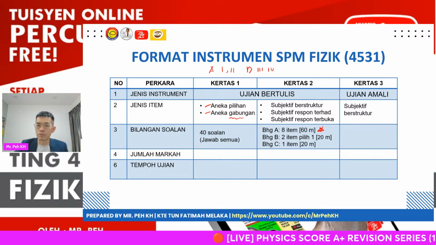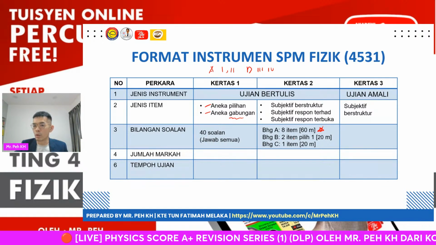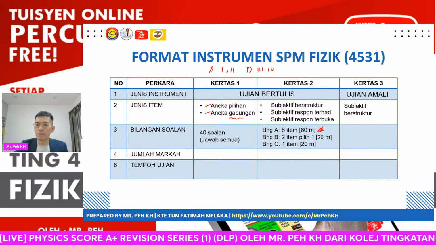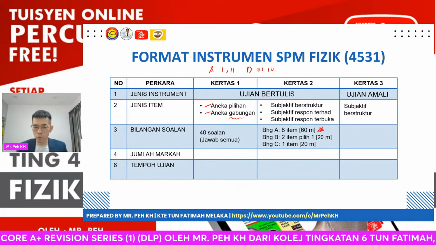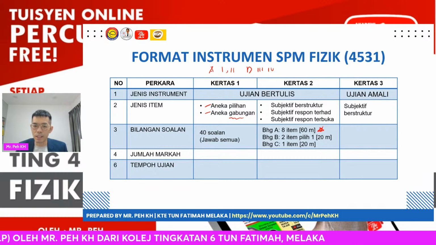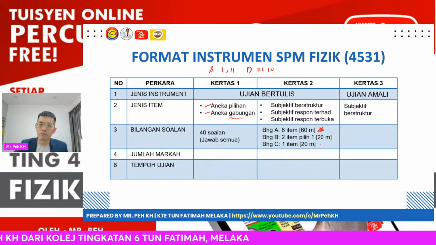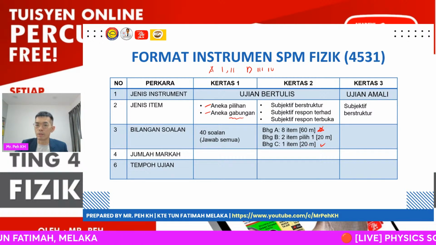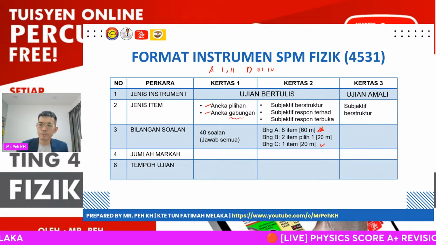For Section B, there will be 2 questions, which are optional. You can choose one to answer or you can answer both. The highest mark will be counted in the total marks. Then the last is Section C. There will be only 1 question, which is compulsory to answer, and the total will be 20 marks.